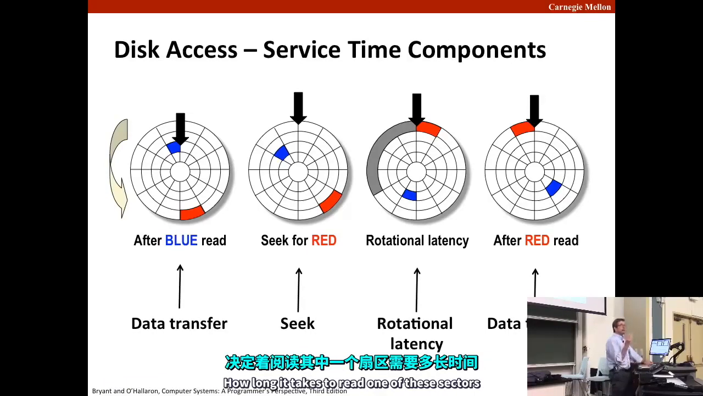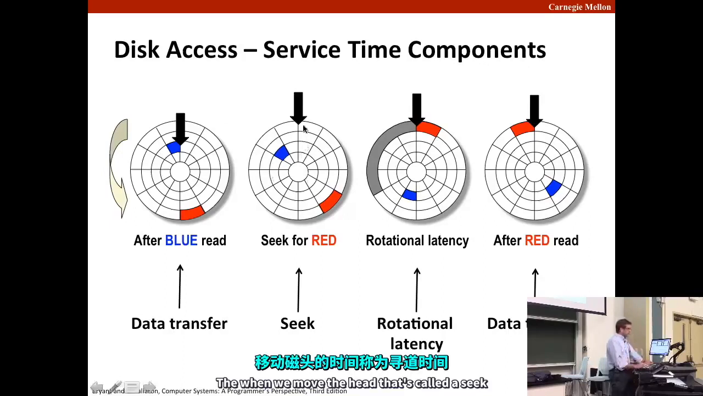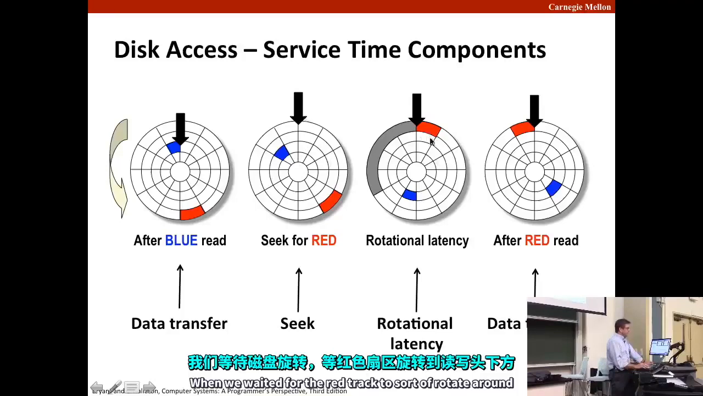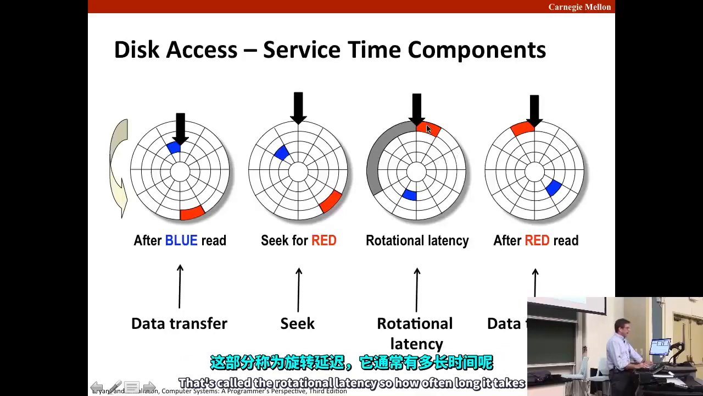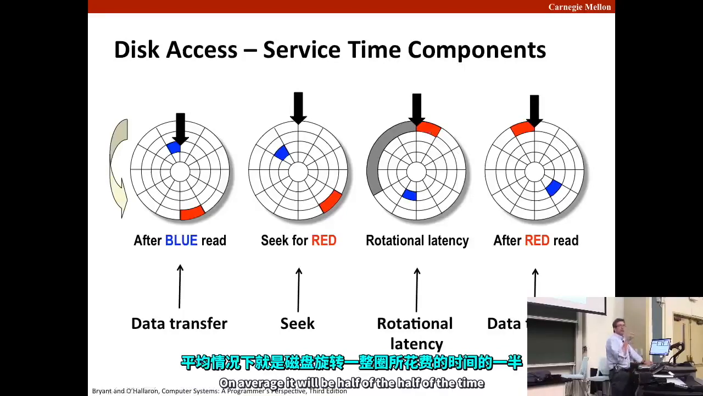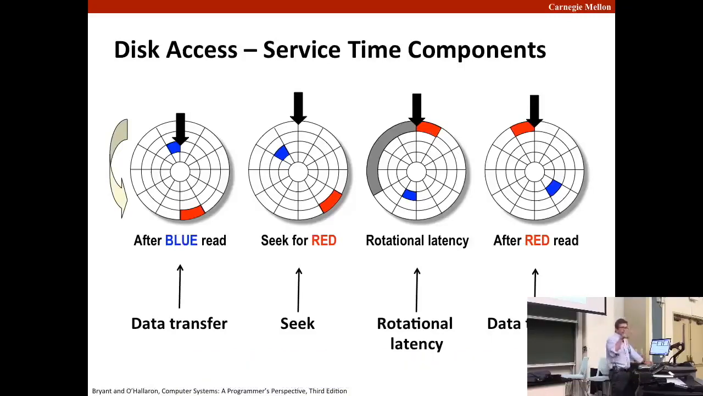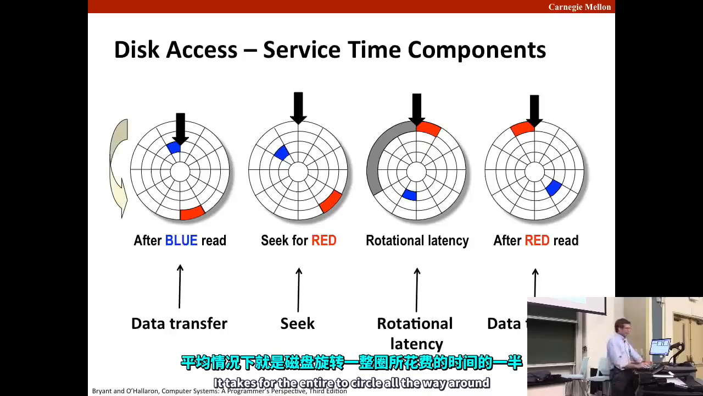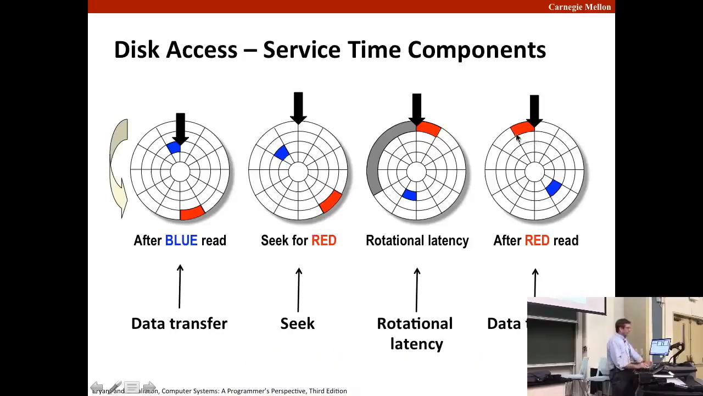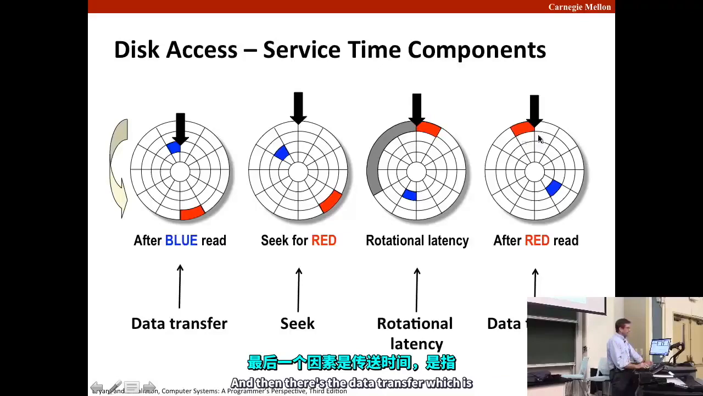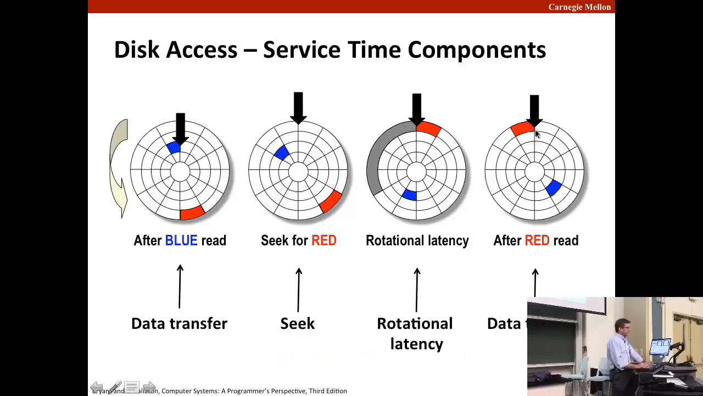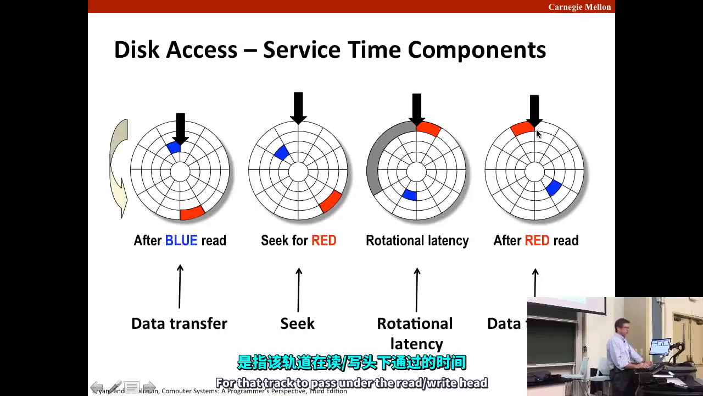Okay, so there are really three components going on here that determine how long it takes to read one of these sectors. When we moved the head, that's called a seek. When we waited for the red track to rotate around, that's called the rotational latency. However long it takes, on average it'll be half of the time it takes to circle all the way around. And then there's the data transfer, which is how long it takes for that track to pass under the read-write head.